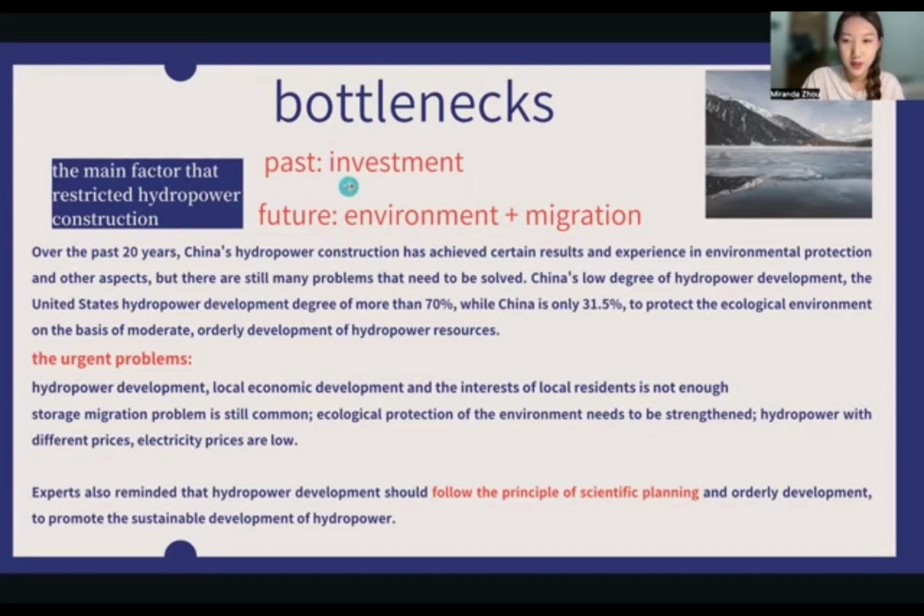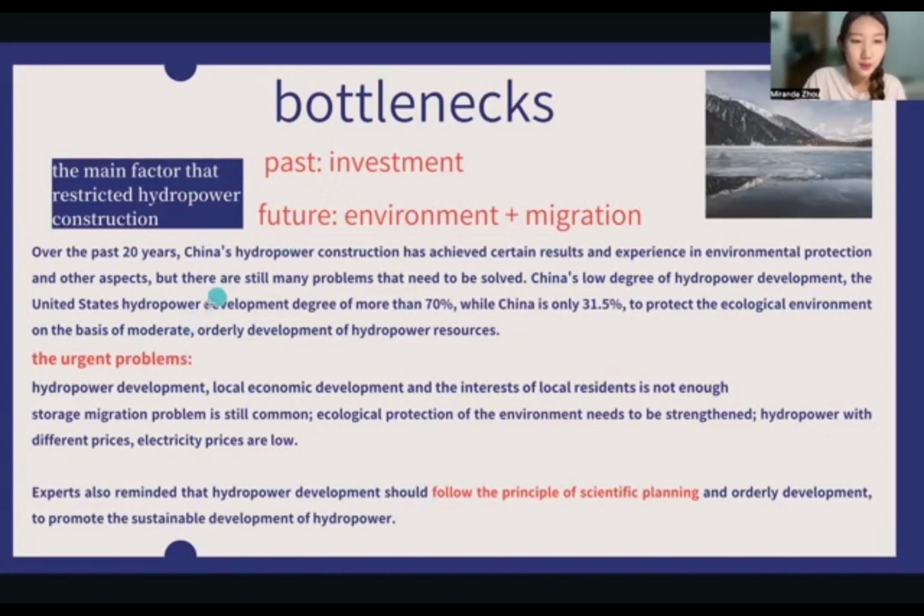China's degree of hydropower development is low. The United States' hydropower development degree is more than 70%, while China's is only 31.5%. The goal is to protect the ecological environment on the basis of moderate, orderly development of hydropower resources.